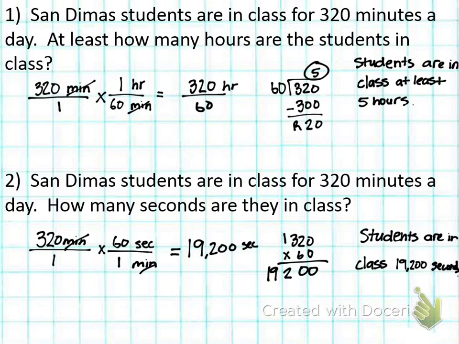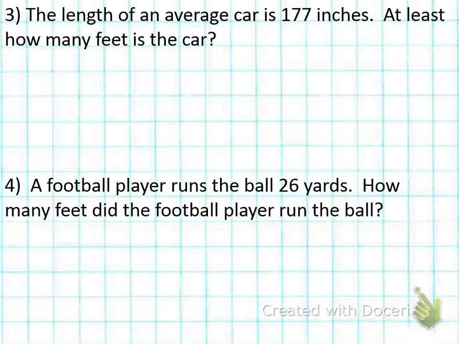All right, so let's have ones tell the twos about number 1, explain how I did the problem, and then switch. Twos will tell the ones about number 2. Ready, set, go. Number 3. The length of an average car is 177 inches. At least how many feet is the car? Look back in your notes. Think what the conversion factor is from inches to feet and work it. I'll give you a minute and then write your answer down.